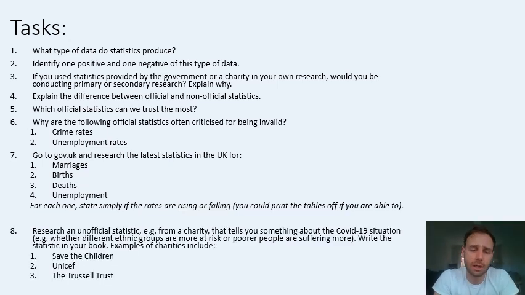And number 8, I would like you to research an unofficial statistic, okay, from a charity or a business group that tells you something about the COVID-19 situation. Okay, there's a lot of stats at the moment about how different ethnicities are suffering more than others as a result of COVID-19, or maybe how people who are poorer are more at risk than those who are wealthier. Okay, can you find a statistic that tells you some kind of fact about how the COVID-19 situation is affecting human beings or animals or the environment?